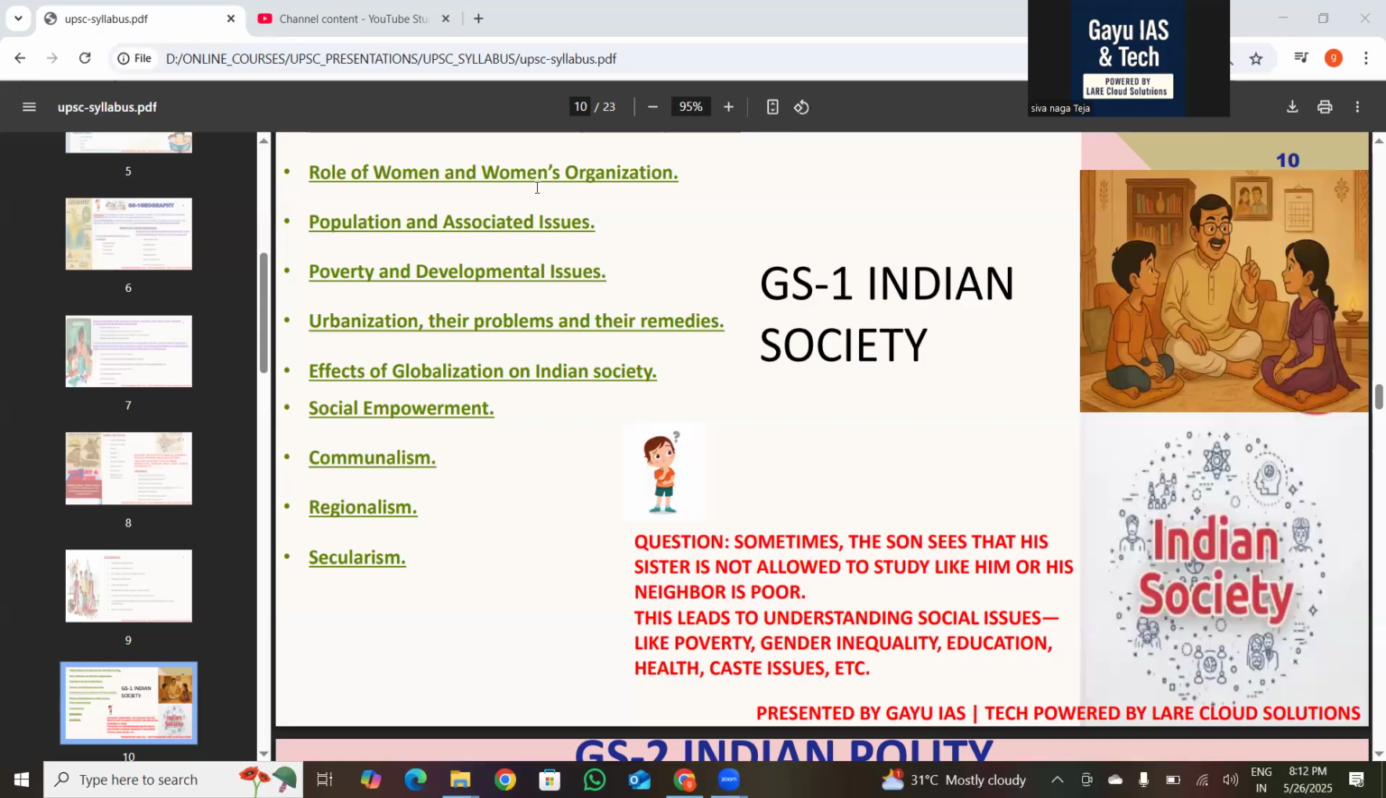See, here is the interlinking of Indian society and history. The caste system originated from Varnas in ancient India. Women's role evolved through Bhakti movements, freedom struggles, and social reformers like Raja Ram Mohan Roy. See how this interlinks. Communalism today has roots in partition and colonial divide and rule policies. So society shaped history and was shaped by history. As an administrator, you must recognize this cause and effect pattern. So this is the main thing.